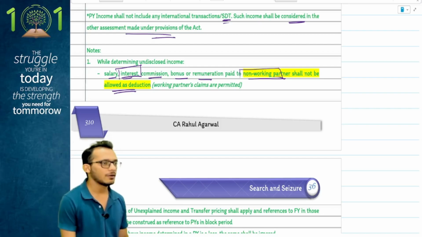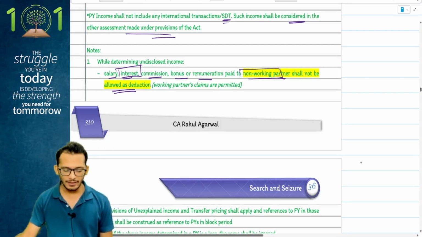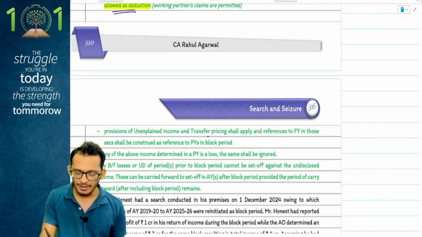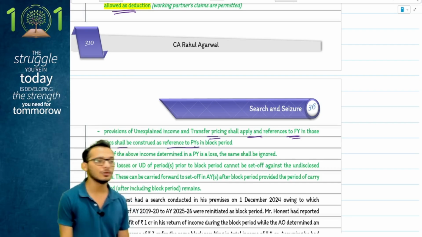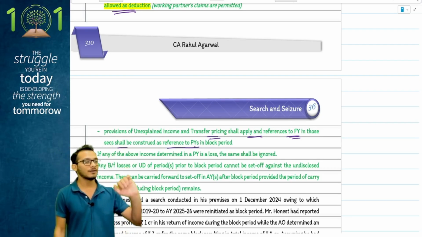Working partners, everything allowed as per 40B. Agreed? Yes. Second, any provisions of unexplained income and transfer pricing provisions shall apply, and references to financial year in those sections shall be construed as references to previous year. The unexplained income chapter which we learned, whatever provisions were there, the same provisions will apply here also.